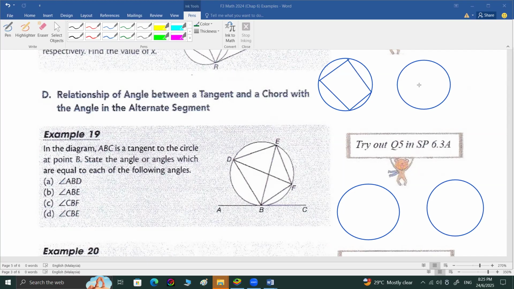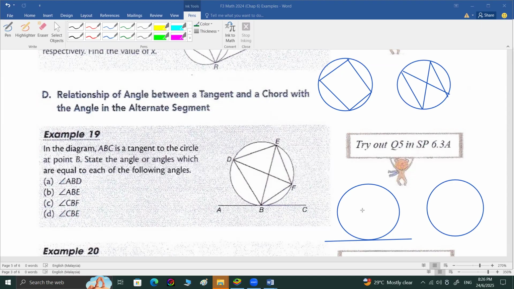Second thing, remember when you have a cyclic, another thing is you can see the butterfly. Actually there are two butterflies here. One is here, one is here. See that now? Then can you see the tangent? But the tangent here is not related to any radius. So I'm going to show you another formula: the relationship of the angle between a tangent and a chord with the angle in the alternate segment.